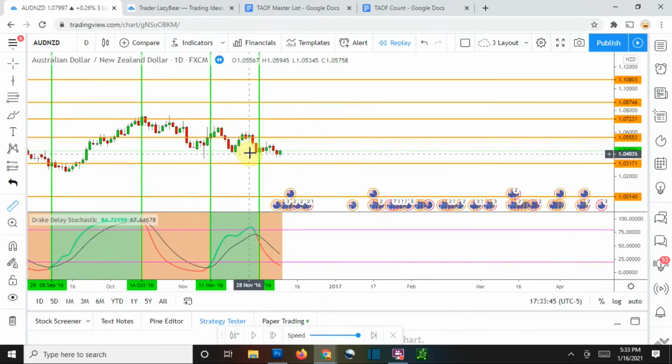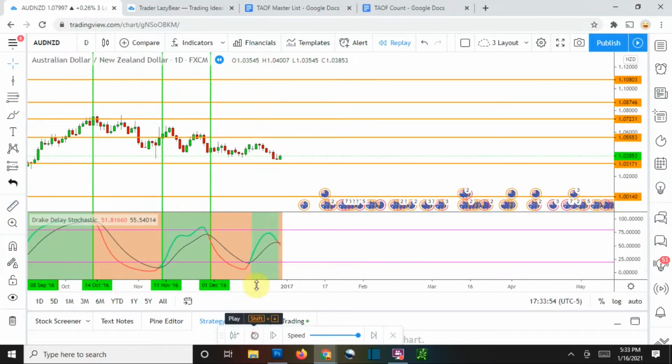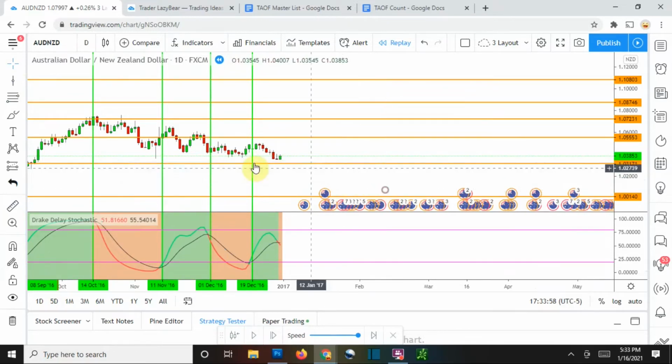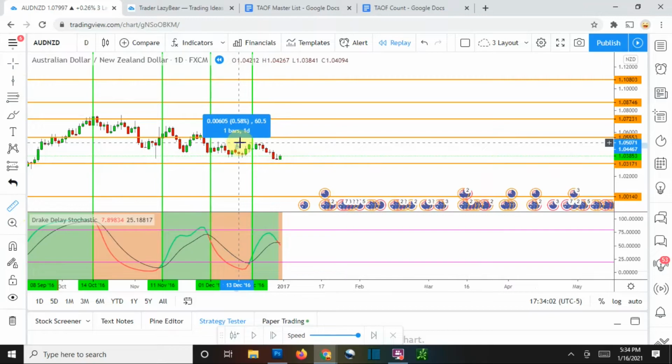I don't think we've gotten stopped out. Nope, 60 pips there, and we did get to take profit. It was barely, but we did. See a long signal right here. That one does not appear as though it hit 60 pips.